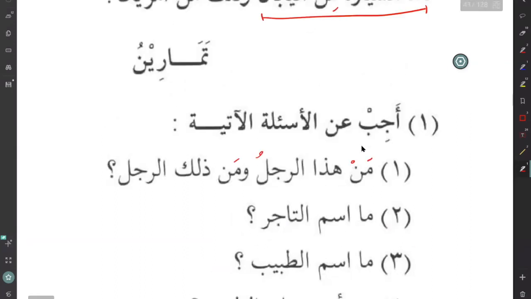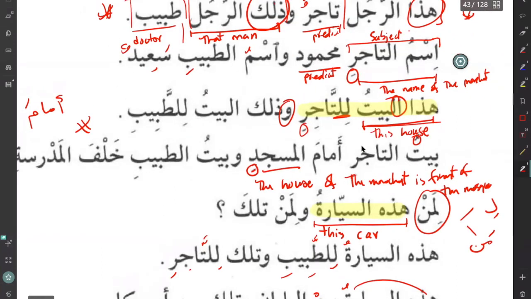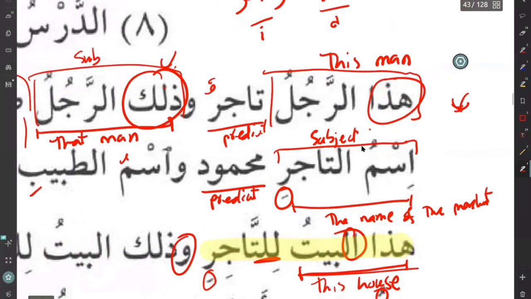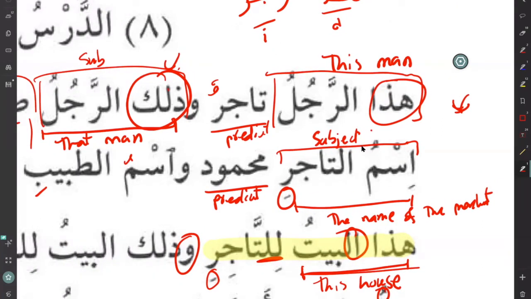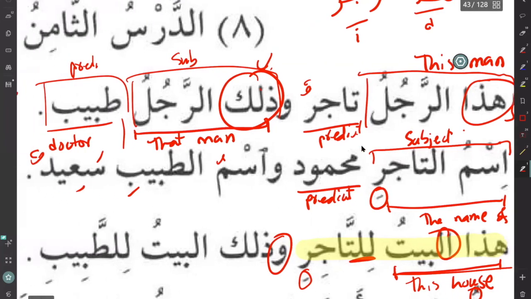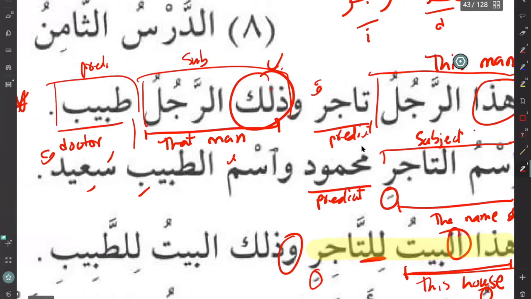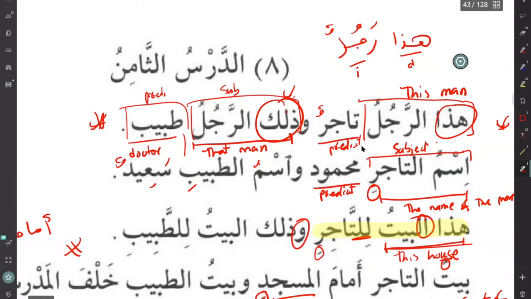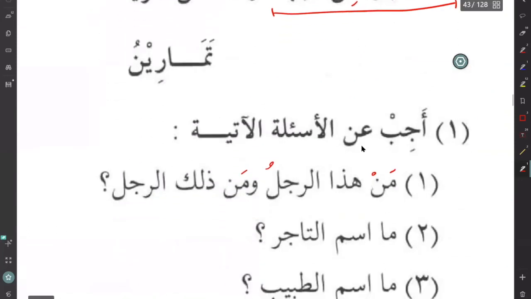So how do you find the answer? Well, they're talking about this one. هذا الرجل تاجر. This is simply the answer. Or you can say هو تاجر, but for practice purposes, just write هذا الرجل تاجر وذلك الرجل طبيب. So basically it's asking who is this man, who is that man. You say this man is the businessman and that man is a doctor.